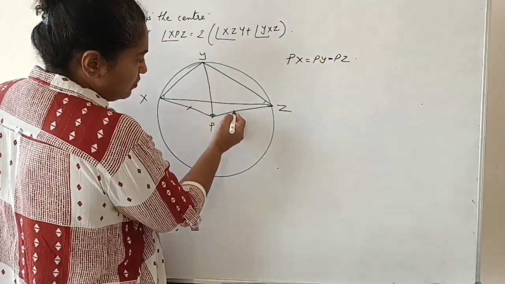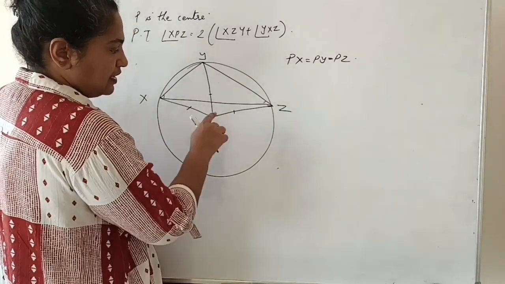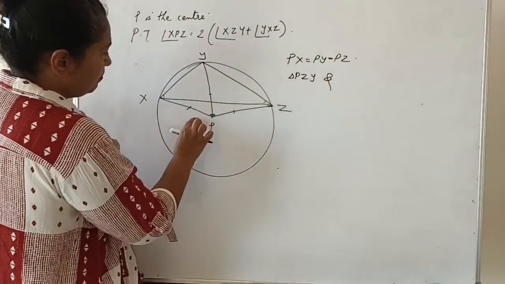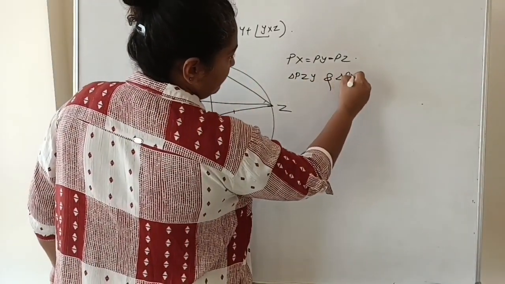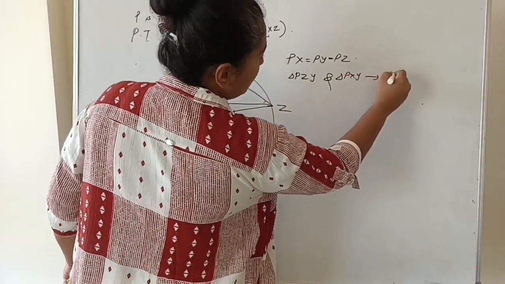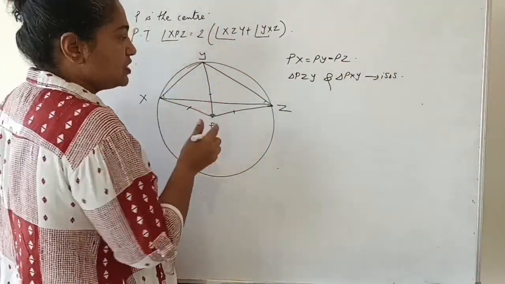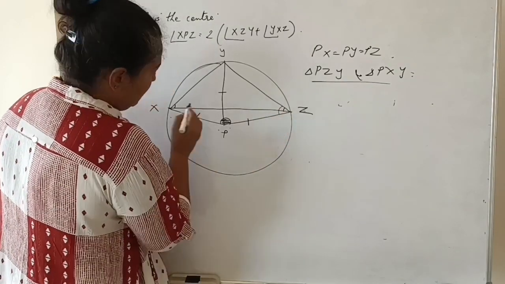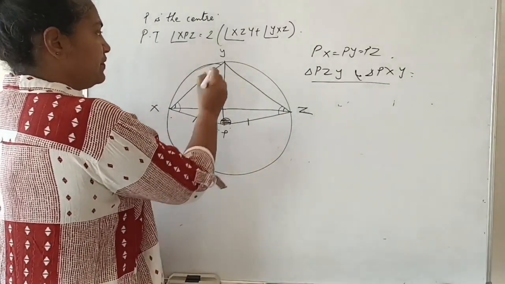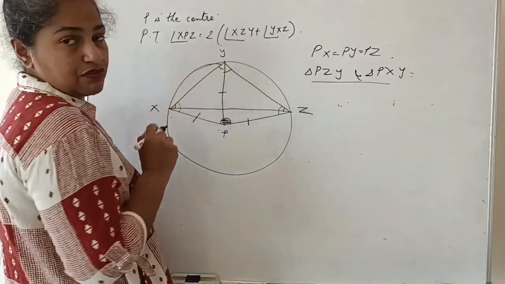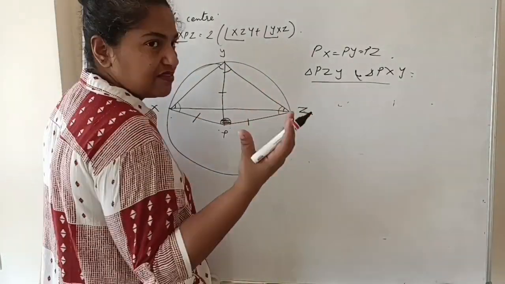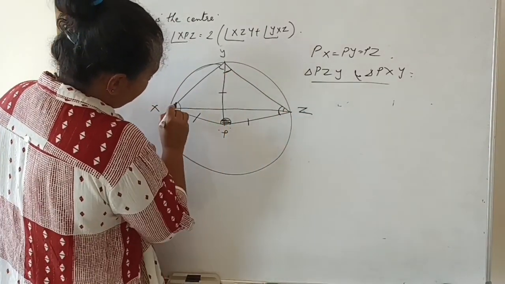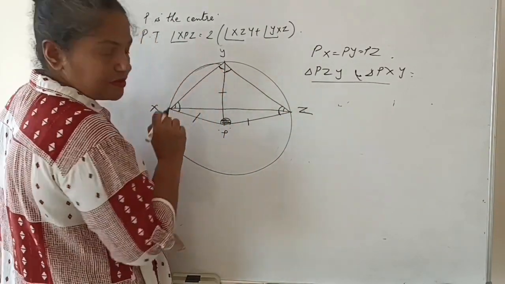When that is the case, I know that this becomes an isosceles triangle PZY and PXY. They are both isosceles triangles. Correct? In addition to the two sides, the base angles are also equal. So this complete angle and this complete angle, this is equal to this one. I didn't make it very clear. So I can say that this angle is equal to this and this complete angle is equal to this.